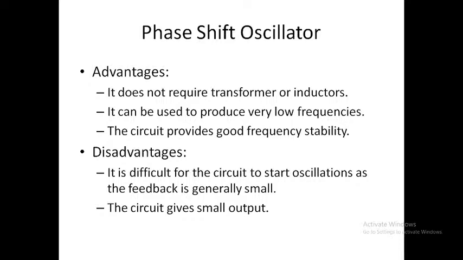So the next part is the advantages and disadvantages of the phase shift oscillator. The first advantage is that it does not require any transformer or inductor. As you all know, for oscillations there is an inductor part or primary coil part. But for this RC phase shift oscillator, it does not require any transformer or inductors. The next advantage is that it can be used to produce very low frequencies. The circuit provides good frequency stability.